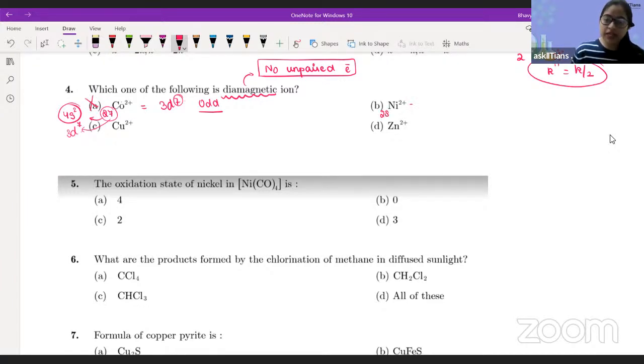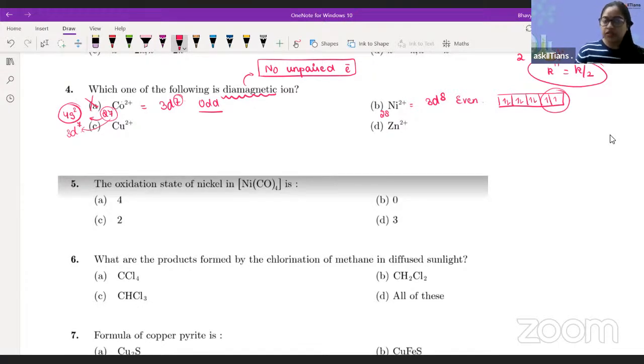Ni2+, atomic number 28, has electronic configuration 3d8. Though it is even, it is not mandatory that all the electrons must be paired. So in this case, at least we'll make an effort. For the previous case, we did not even make the effort. So I have 5 orbitals. I'll first fill the electrons singly, then only the pairing will start. So there are still 2 electrons which are unpaired.